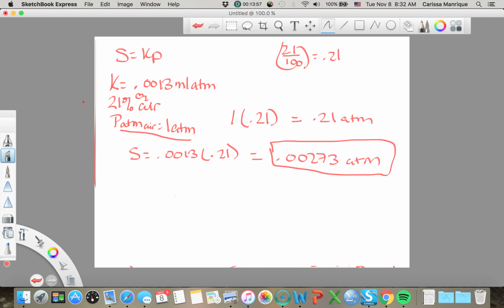Now for the next one, the only difference is that instead of using 1 atmosphere as the total, it was, I think, 0.873 or something like that as the total pressure of air. So you just do 0.21 times that number to get your new pressure. Instead of using 1, you have a different number to get your pressure. And then everything else, you just plug in the numbers. Okay, so that's 2 different problems over Henry's Law. Hopefully that gets you an understanding of that.